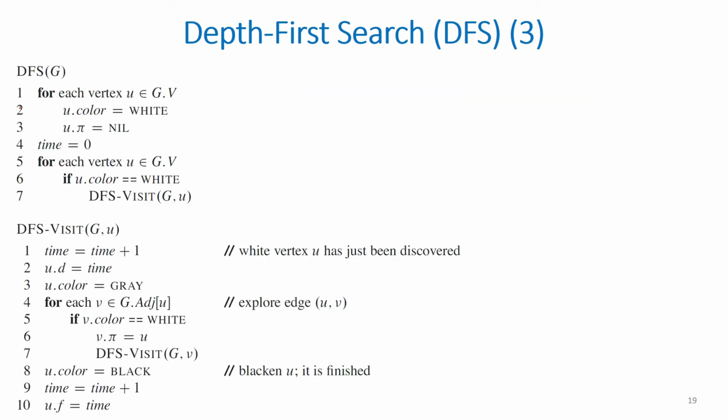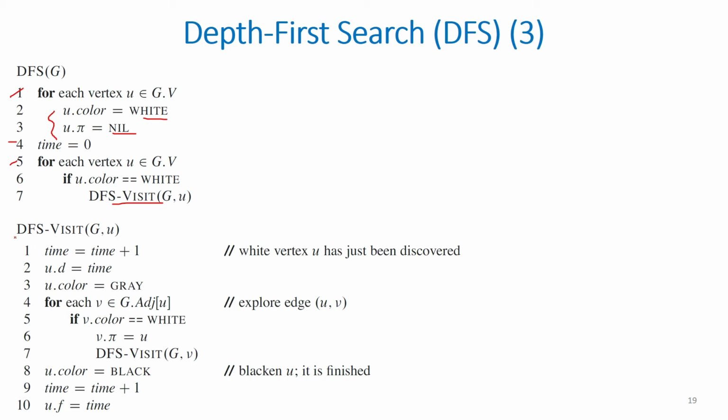This is the pseudocode for DFS. The first for loop on line 1 initializes the color and predecessor of each node u in the graph to white and nil respectively. Line 4 sets the variable time to 0. The for loop on line 5 iterates over all vertices in the graph, and if the color of a vertex is white, it executes the DFS visit function.